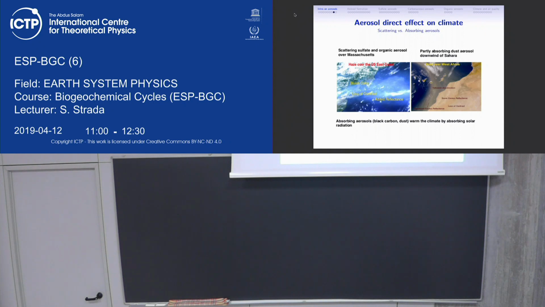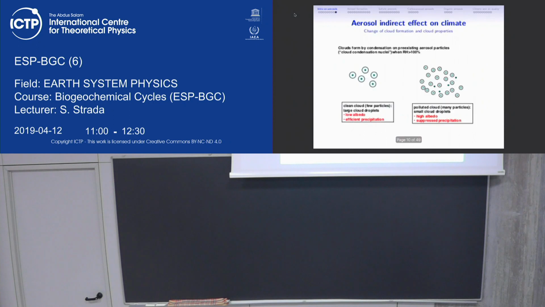But so, aerosol can have a direct and an indirect effect on climate. The direct effect is mainly related to the fact that aerosols, depending on their composition, can be scattering aerosols, for example, sulfate or organic aerosols. And so they have mainly a cooling effect on climate because they reduce the amount of solar radiation that can reach the surface and warm the surface. While there are some other aerosols, for example, desert dust, that can absorb the radiation, and in this way they can have a warming effect on climate.